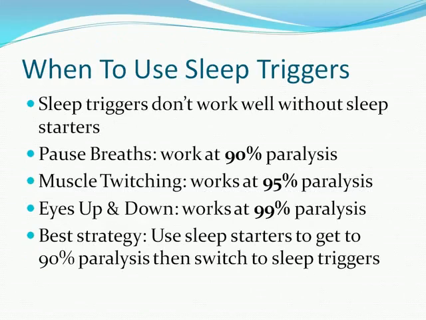I've experimented using sleep triggers to go directly from awake to asleep but that doesn't seem to work. I find that for up and down eye movements to work, you need to already be in about 99% paralysis. Muscle twitching works at about 95% paralysis, and pause breaths works at about 90% paralysis. So it's best to start out using sleep starters and then switch to sleep triggers for the last step.